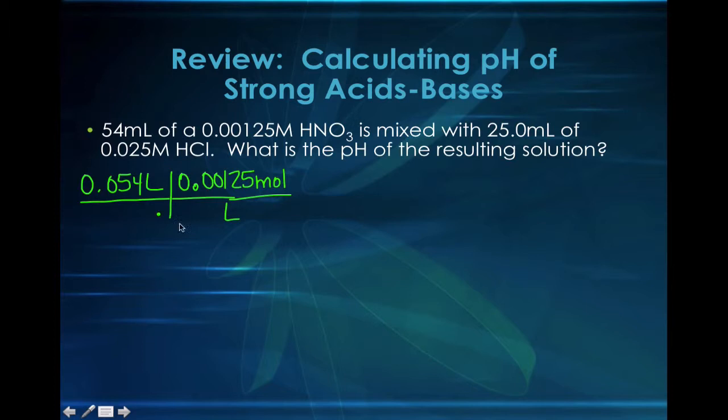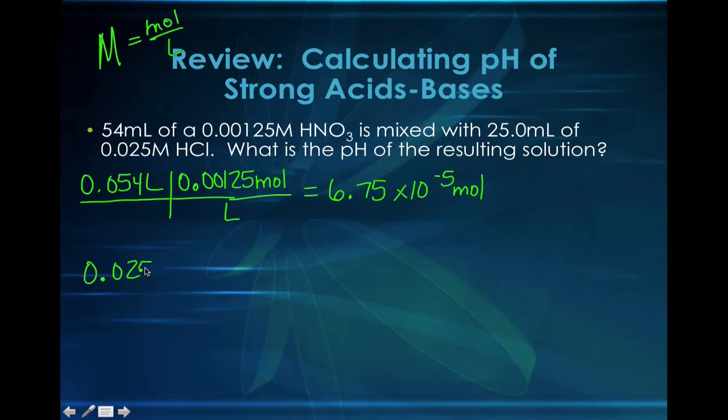You can also just rearrange the molarity equation. Molarity equals moles per liter, and you can just solve for moles there. So when I multiply that out, this is equal to 6.75 times 10 to the negative 5th moles. My second solution is 0.025 liters, and it's also 0.025 molar. So moles per liter, and when I do that calculation, it's 6.25 times 10 to the negative 4th moles.